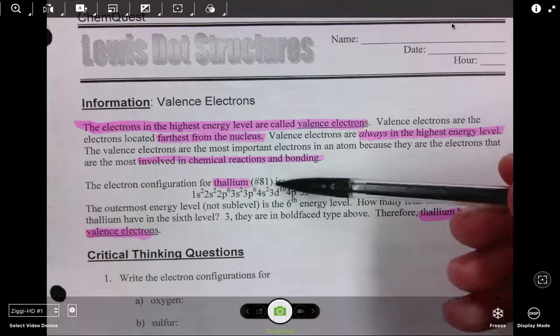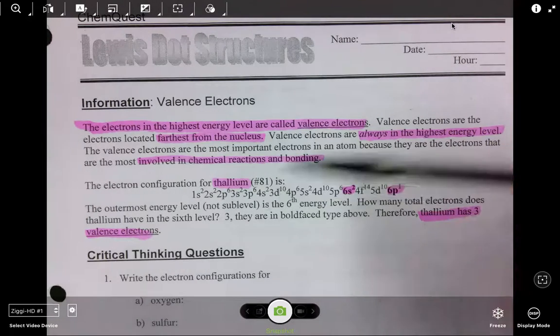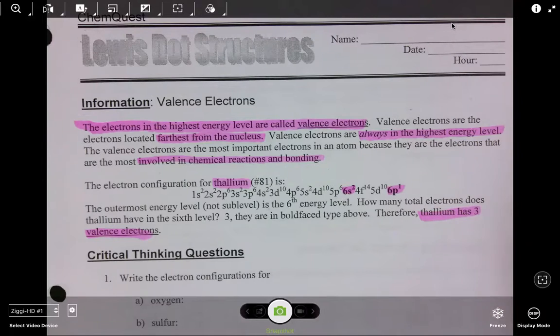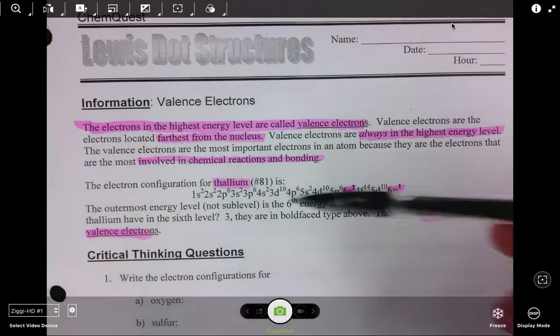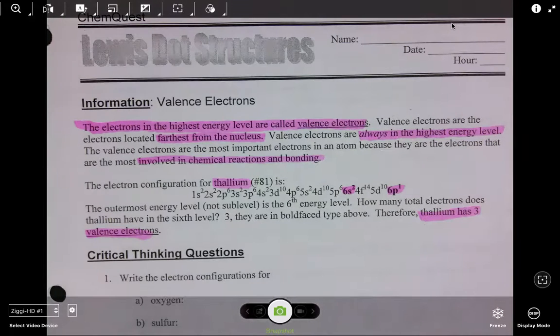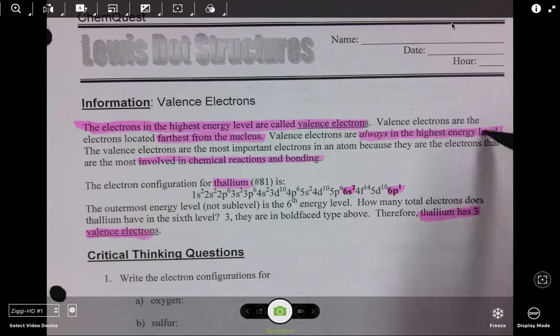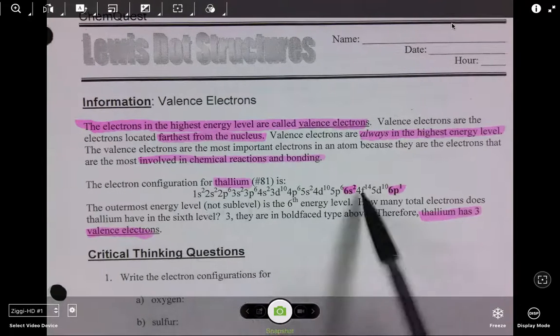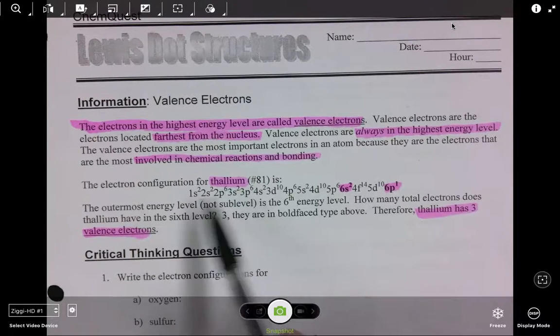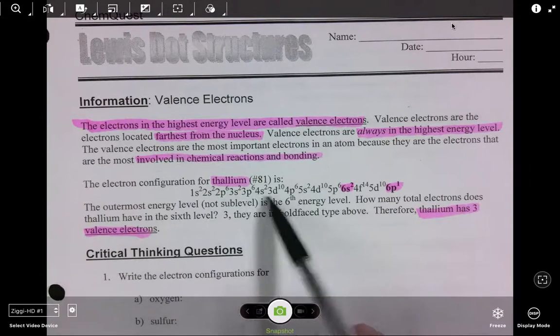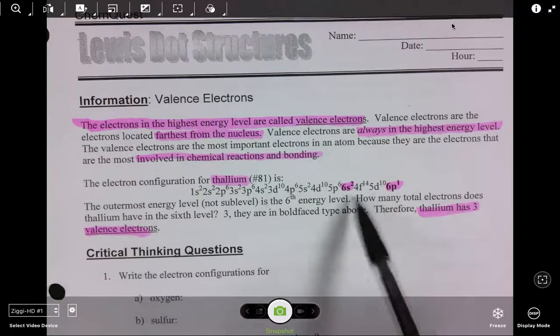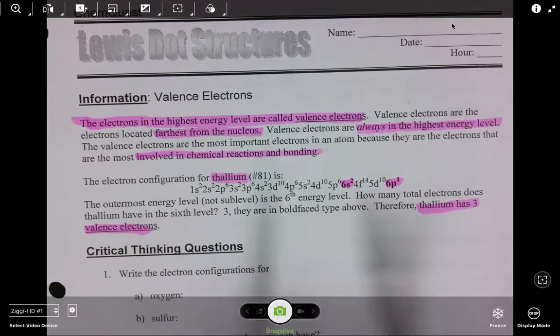So thallium is number 81 on the periodic table. Remember, we assume it's an atom unless otherwise specified, so we know that it also has 81 electrons as well as 81 protons. We also know that valence electrons are in the highest energy level. The highest energy level is 6. You have to remember that the numbers in front tell us the energy level. So we notice that 6 is the largest number, so that's the highest energy level.